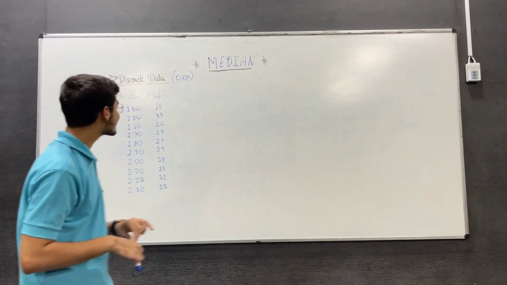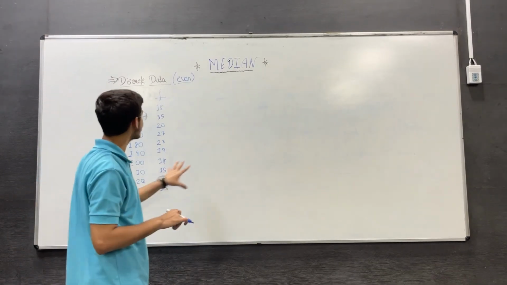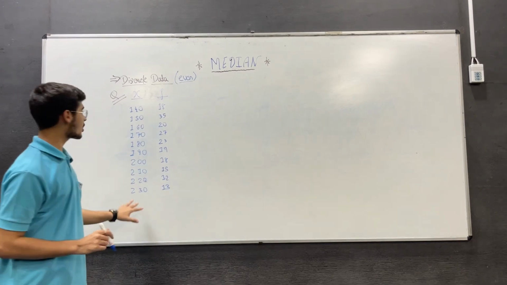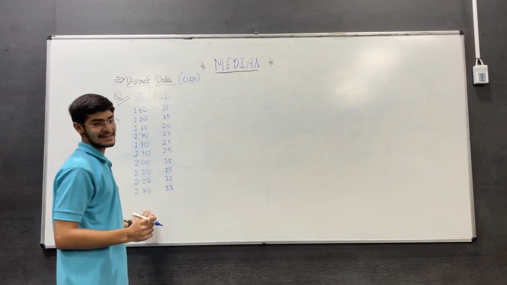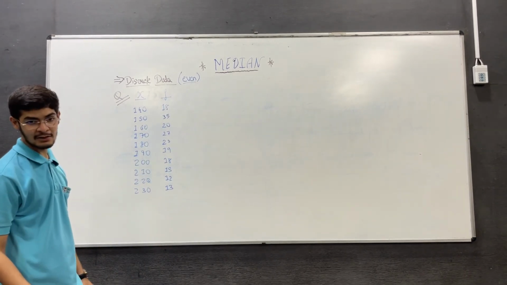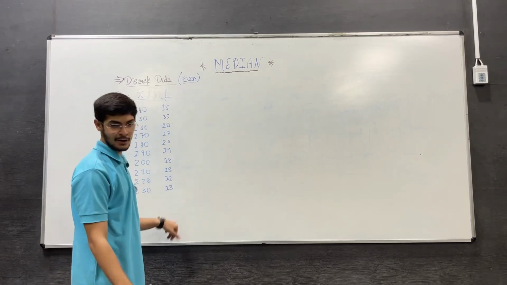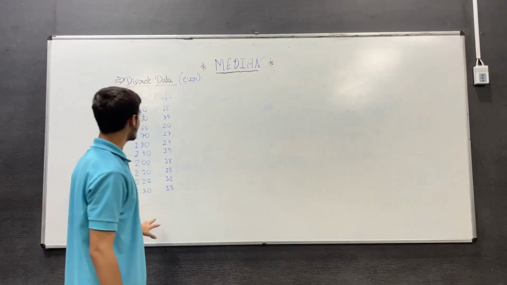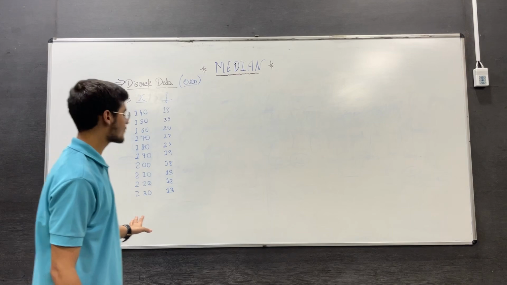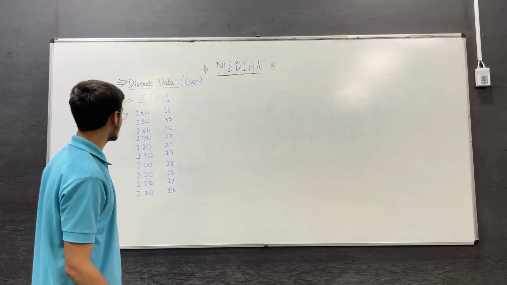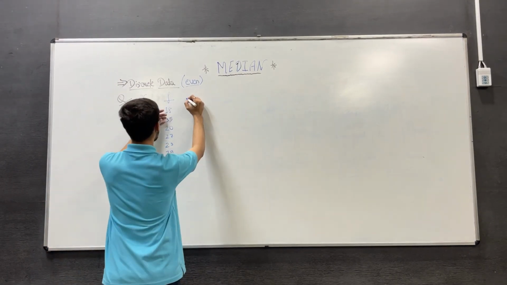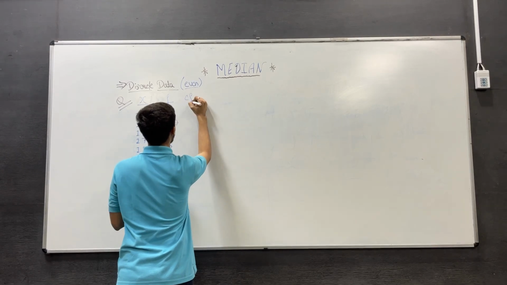So now let's see the example for the discrete series for the even data set. Here also they have given us the x and the frequency. As the frequency is given to us, the n will be the summation of the frequency. And we all know that first, to calculate it, we need to find out the CF. I have already discussed how to find out the CF, so let's see how to find it.